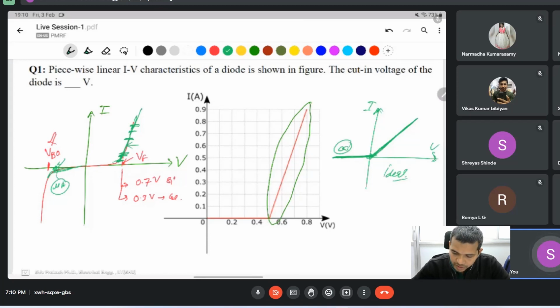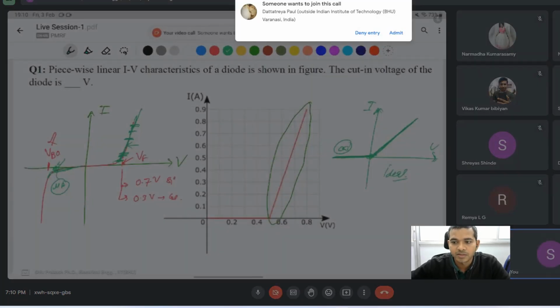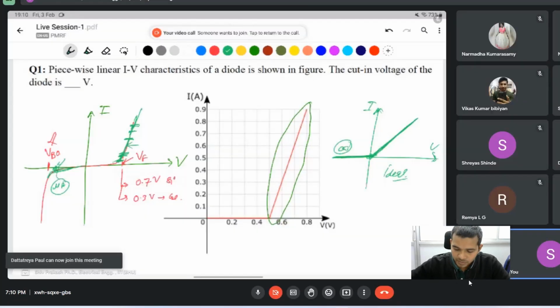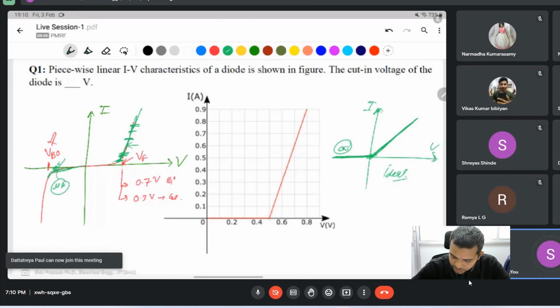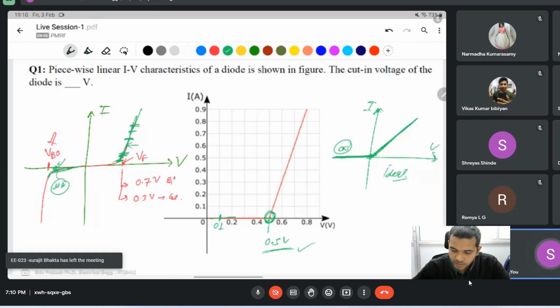Here they ask about the cut-in voltage. It means the forward voltage. You see in the characteristic, this is the forward voltage, the cut-in voltage. I think approximately 0.5 volt. Each square section is 0.1 volt. So 0.5 volt is the cut-in voltage of this diode.